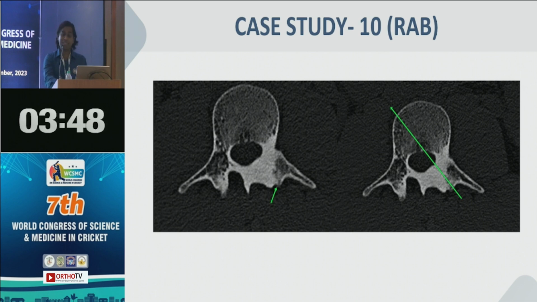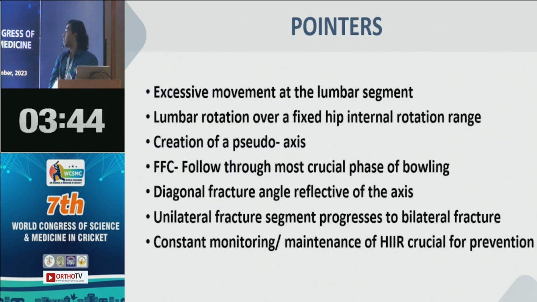So, as I said, this is a small attempt to make a hypothesis. What we are trying to say is that excessive movement at the lumbar segment is one of the biggest reasons why we are predisposed to fractures. Why is it going from unilateral to the bilateral side? Lumbar rotation over a fixed hip internal rotation range is one of the major criteria which needs to be looked into in future, with more research, to understand whether the fixed hip internal rotation itself is one of the major predictors or causes for this to happen.